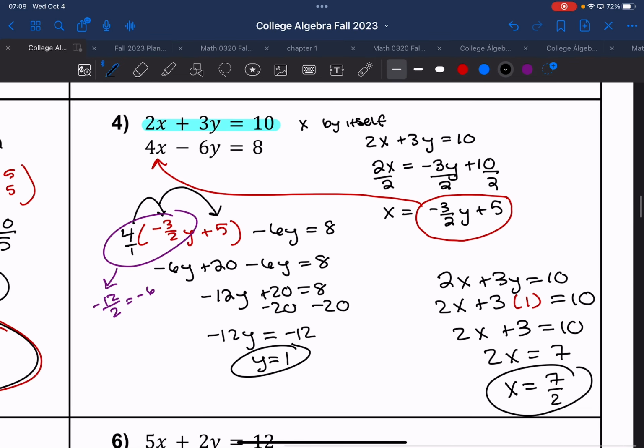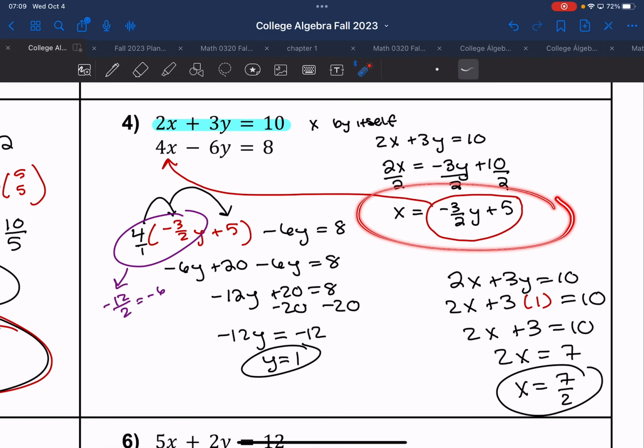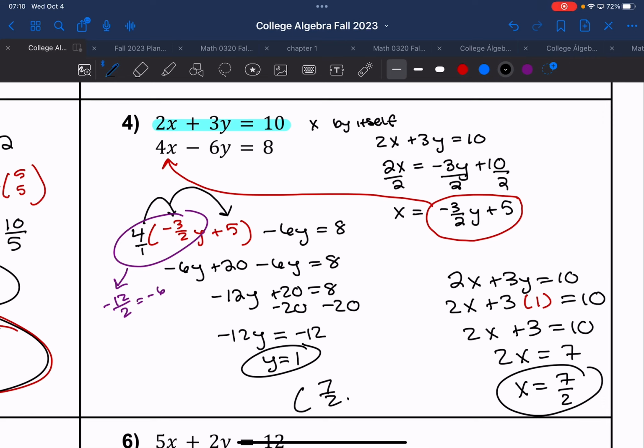And we would have gotten the same thing if we had plugged into this equation here, or this equation here. Okay. So that means I have one solution at what point? 7 halves, comma 1. Good, 7 halves, comma 1.